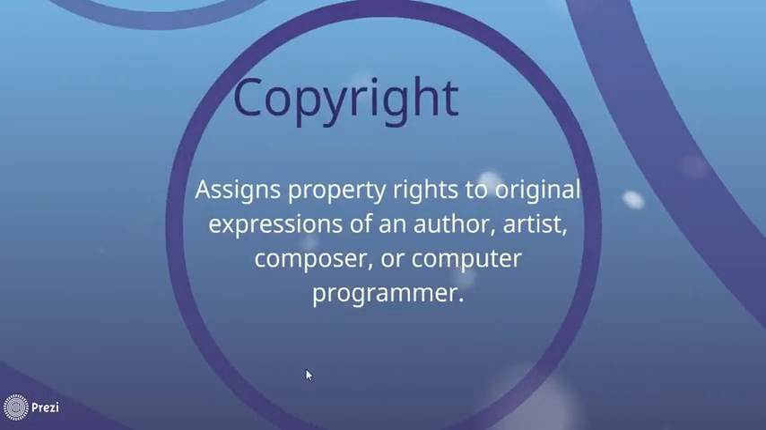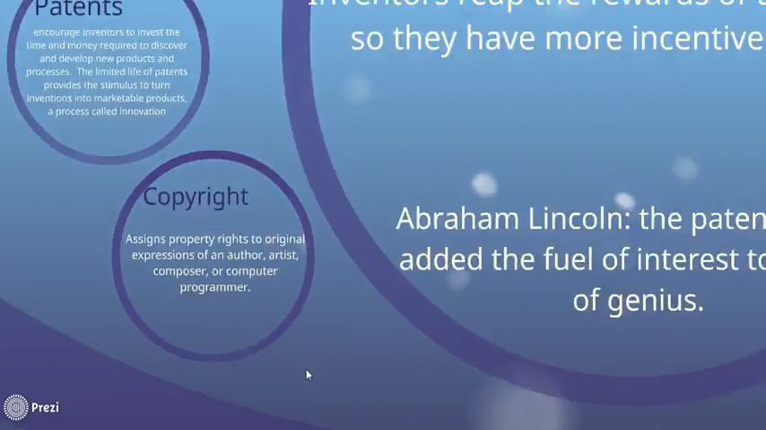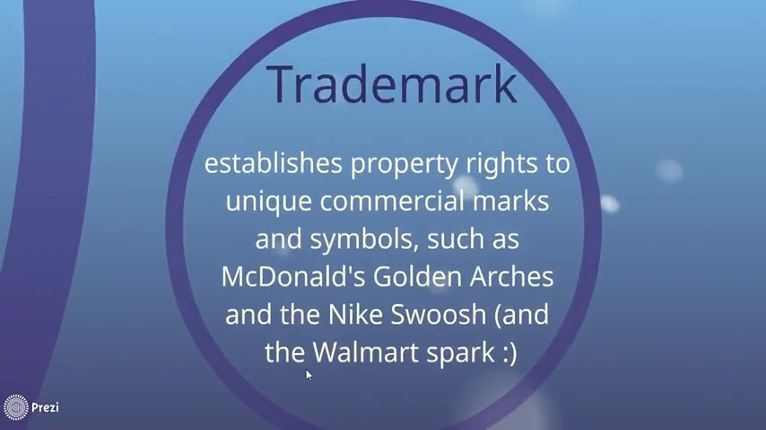Copyrights. They assign property rights to original expressions of an author, an artist, a composer, or a computer programmer. And then trademark. It establishes property rights to unique commercial marks and symbols, such as McDonald's Golden Arches, the Nike Swoosh, the Walmart Spark, etc. Trademarks protect unique markings or symbols.